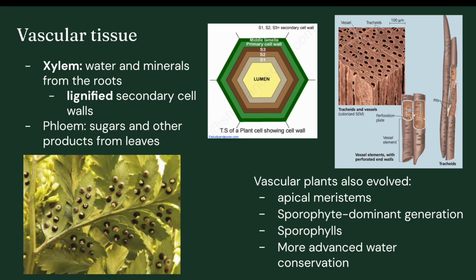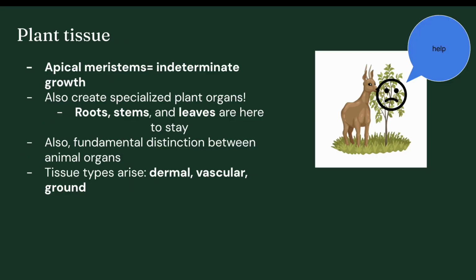They have sporophylls, which are modified leaves with sporangia, and more advanced water conservation. This is a sporophyll, for example. More advanced water conservation, as in they mostly all have cuticles. Cuticles are a waxy layer covering the epidermis that help protect the plant lose less water from things like transpiration and evaporation.